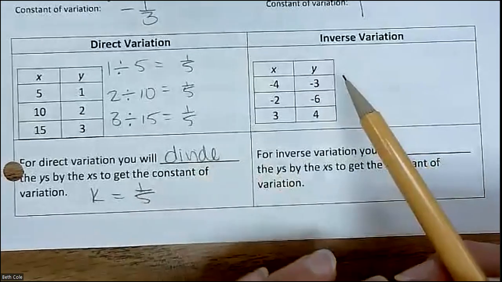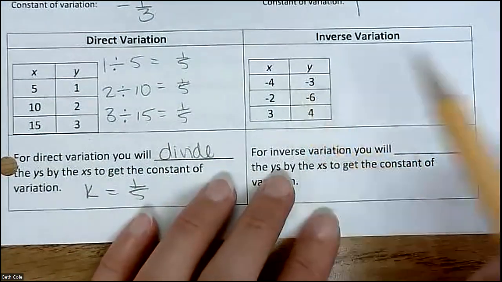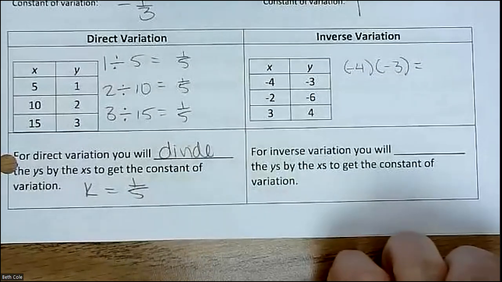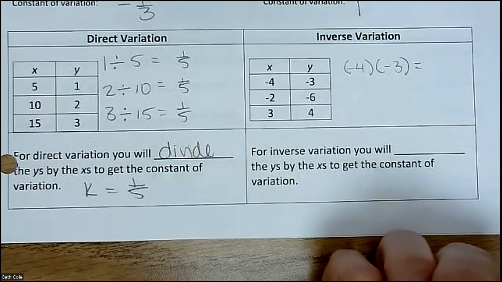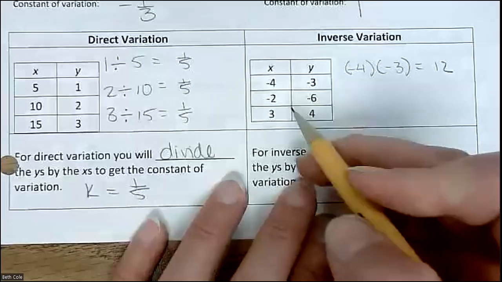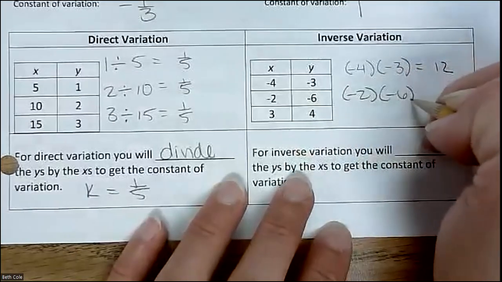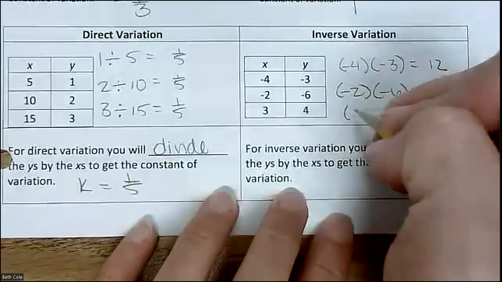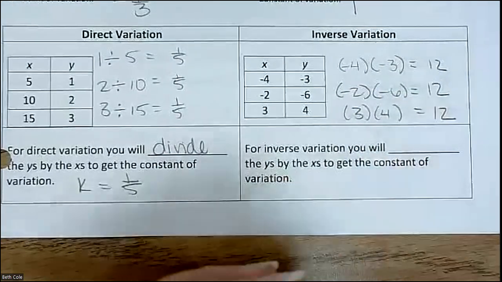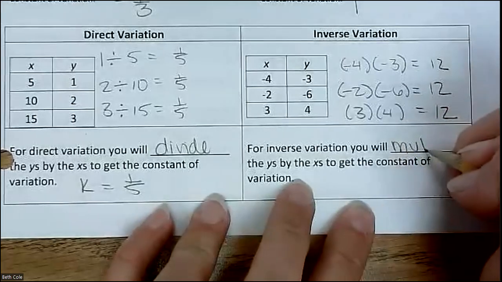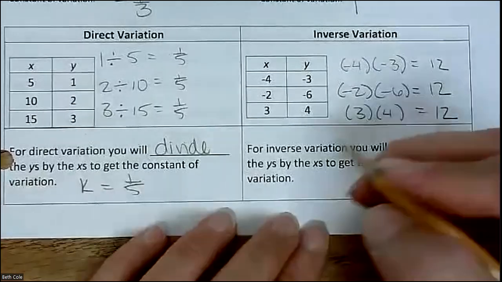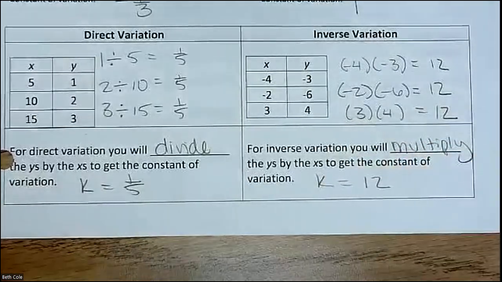All right, now look at this one. This is new. We did direct. Now we're going to do inverse. If you take -4 times -3, you're going to get what? +12. Good. If you take -2 times -6, you're going to get +12. And if you take 3 times 4, you're going to get 12. So for an inverse variation, you're going to multiply the y's by the x's to get the constant of variation. And so for this, k is 12. So one is multiplying and one is dividing. Cool.